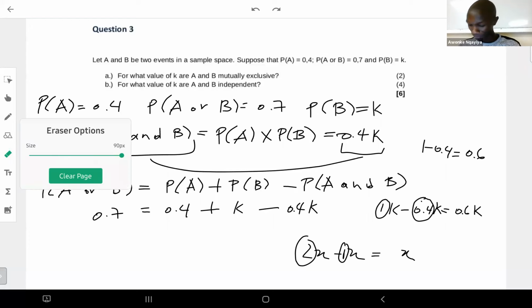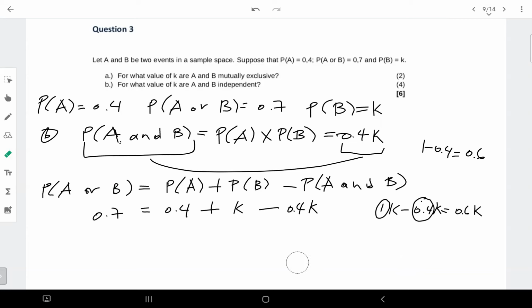What I don't understand is that P of A and B. How did we get from that to P of A or B? You are referring to this part, right? Yeah, how did we move from that to the next one? No, how did we move from probability of A and B to probability of A or B?